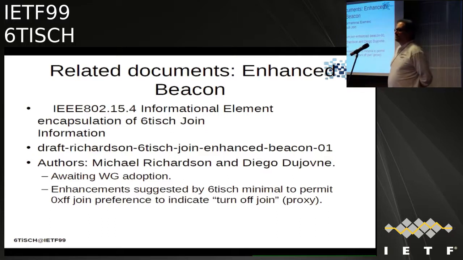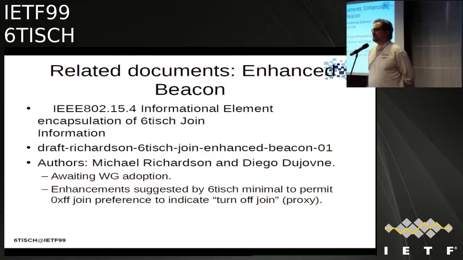I think the join proxy is, and this is my personal opinion, huh? That's why I'm here. The join proxy feature is a 15.4 TSCH feature. So I don't see why we should start mingling this with Ripple and whatnot. I mean, I can run a 15.4 TSCH network without Ripple, and why are we doing this across everything?